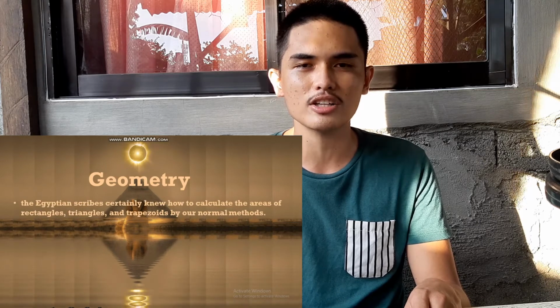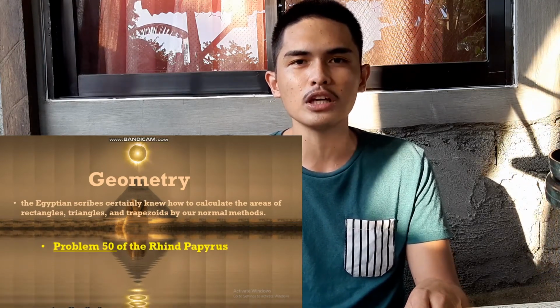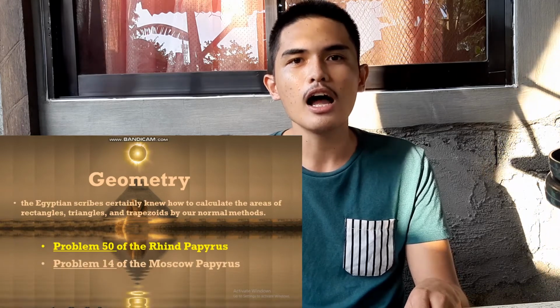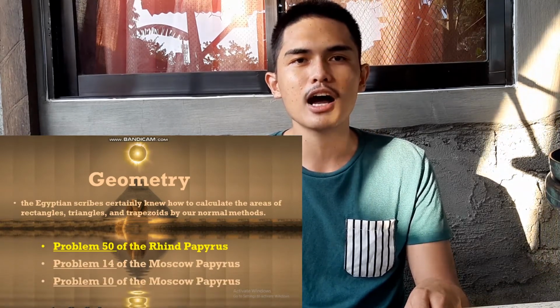So geometry in Egypt is very important to know to describe the measure of the area of rectangles, circles, triangles, and trapezoids. We have 3 problems in geometry: problem 50 in the Rhind Papyrus, problem 14 in the Moscow Papyrus, and lastly problem 10 of the Moscow Papyrus. First, we discuss Rhind Papyrus problem 50.